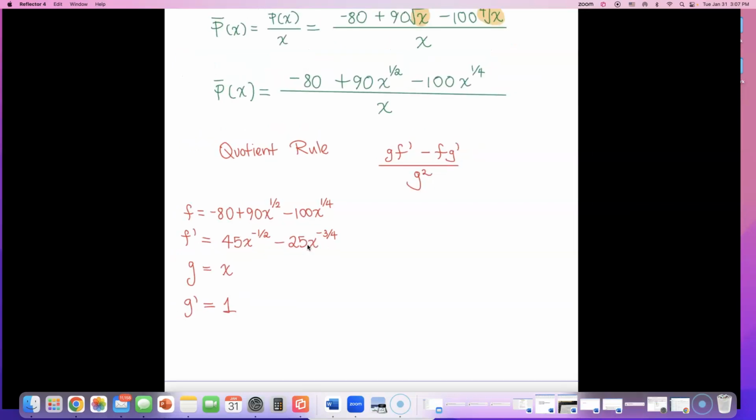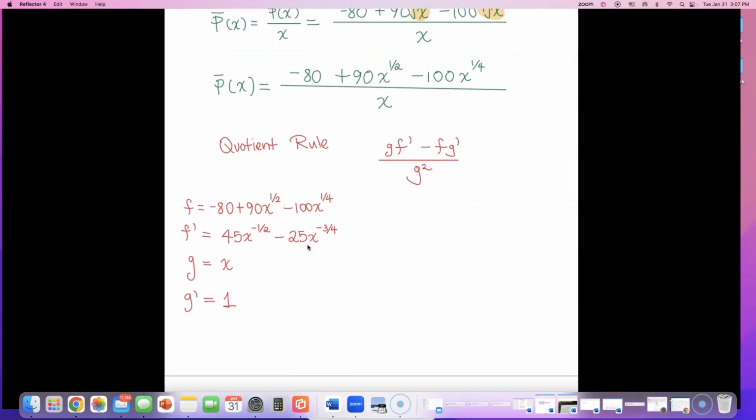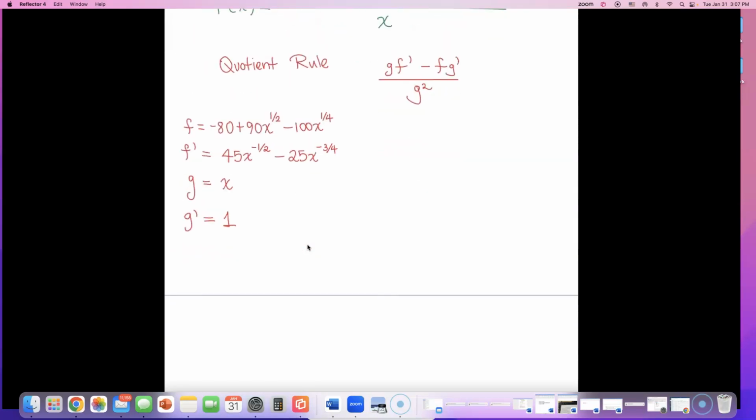All right, got my pieces all laid out. I am about to do the quotient rule, okay? So let's see. The average profit is changing. Okay, we're finding that function, the derivative. So I'll put the apostrophe right there to call it prime. Start with g squared in the bottom, okay? That is x squared. See?